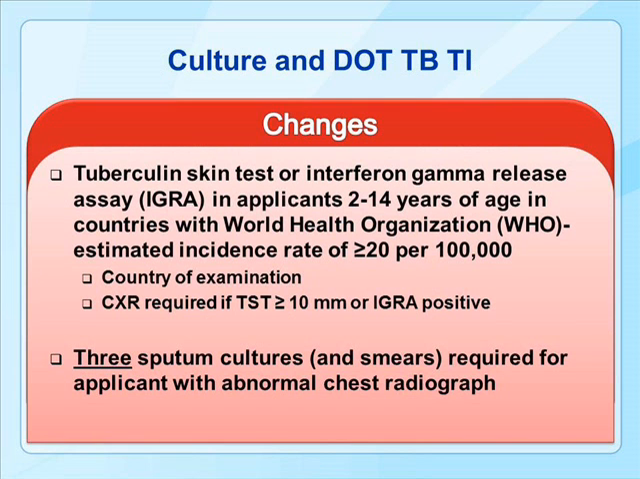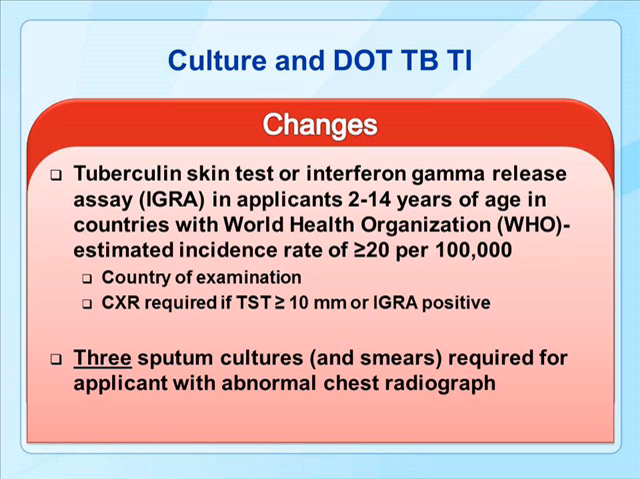And here are the basic changes that were made. It was determined that tuberculin skin test or an IGRA test should be performed in applicants 2 to 14 years of age in countries with WHO estimated TB incidence rates of greater than or equal to 20 per 100,000. And a chest X-ray would be required if the tuberculin skin test was greater than or equal to 10 millimeters, or if the interferon gamma release assay was positive.